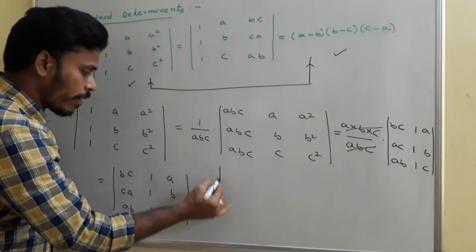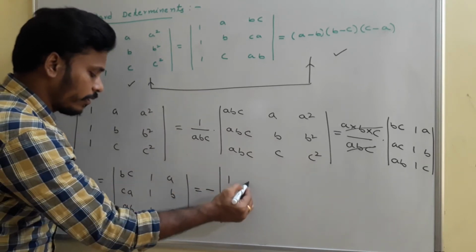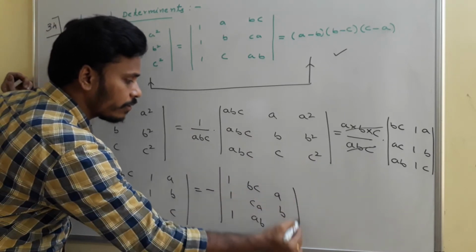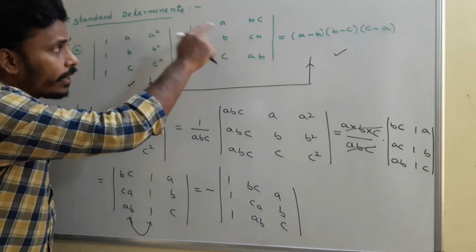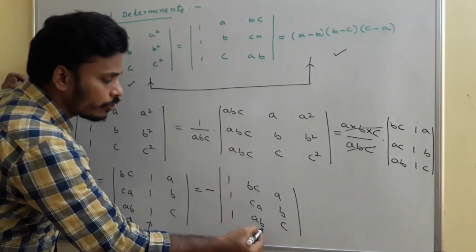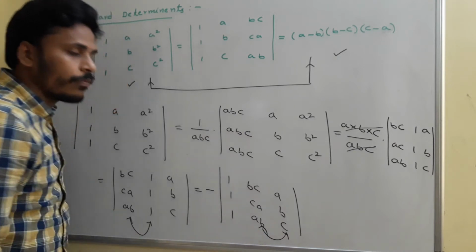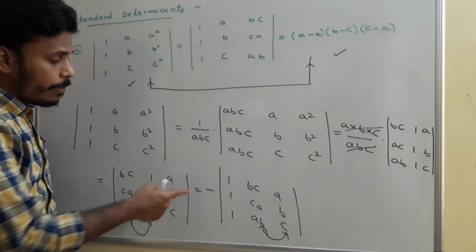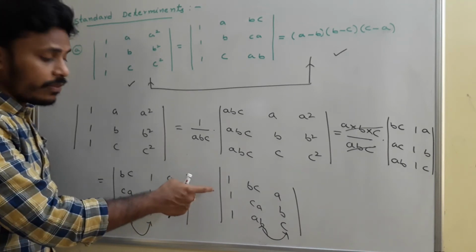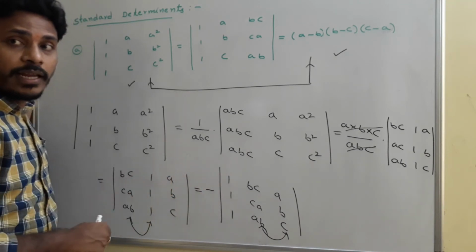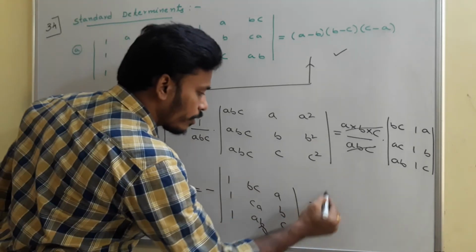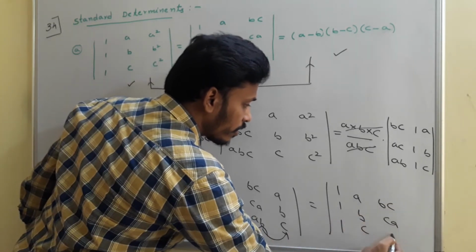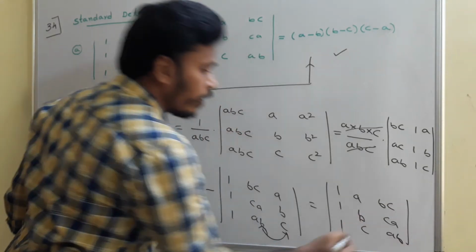So this is equal to minus the determinant of 1, 1, 1, BC, CA, AB and then ABC. And then to get the required determinant, you need to change the second column with the third column. Since again you are interchanging two columns, again you get one minus sign. But one minus sign is already there, so this minus and the newly obtained minus will balance. And this is equal to the determinant of 1, 1, 1, ABC, BC, CA, AB. Just have a look.